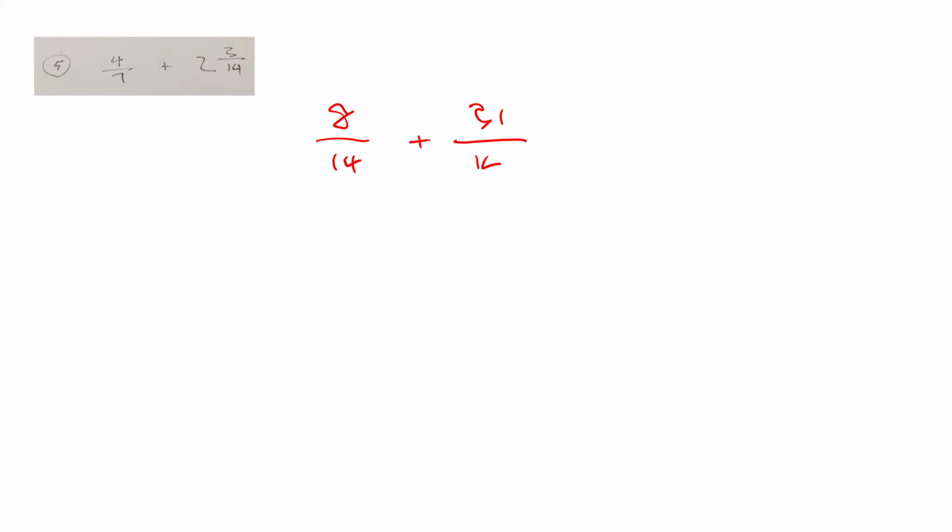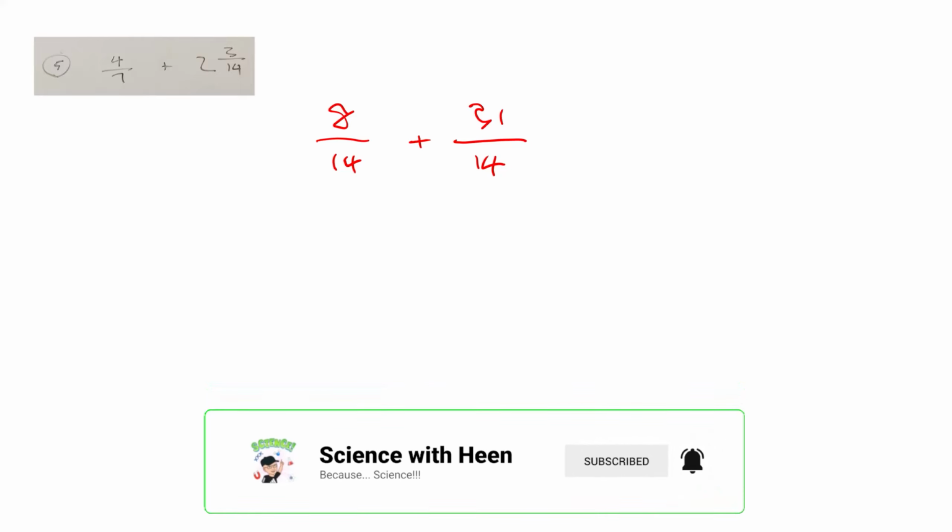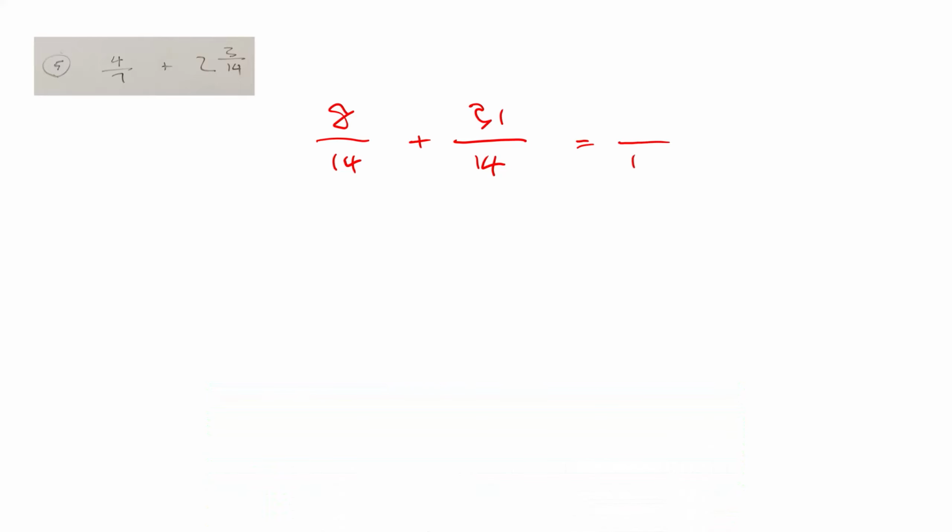So what you can see, I'm converting as I go. I've changed that mixed numeral into an improper fraction, and I've changed my 4 over 7. I've already got a common denominator now, so it's 8 over 14, so I can go straight into the addition. My answer is going to be over 14, because that's the common denominator. 31 plus 8 is going to give me 39.